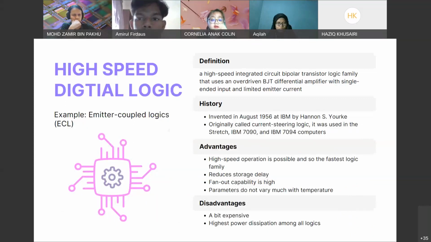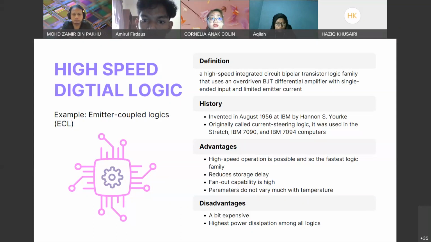So this is the second application for BJT. Specifically, I'll be talking about emitter-coupled logic as a high-speed digital logic. So what is this? It is a high-speed integrated circuit bipolar transistor logic family that uses an overdriven BJT differential amplifier with single-ended input and limited emitter current. So let's take a look at the history. It was invented in August 1956 at IBM, International Business Machines Corporation, by Hannon S. York. IBM is headquartered in New York with operations in over 170 countries.